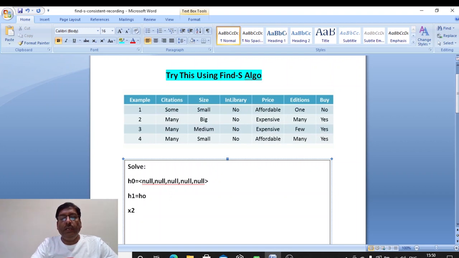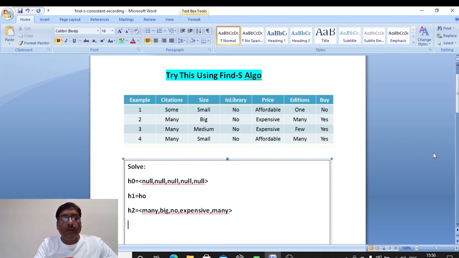So you will write H2 equals, compare with the first null, many. So the general value there is many. Likewise, you compare with big, so the value is big. The third value is no, and the fourth is expensive, followed by the fifth one as many.